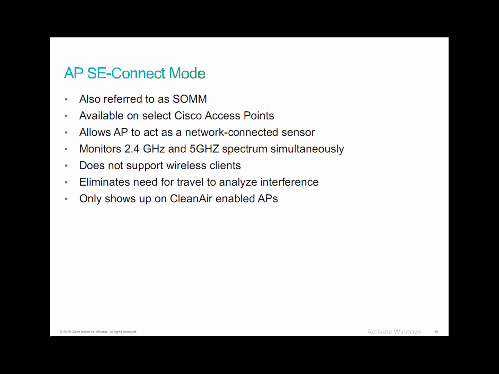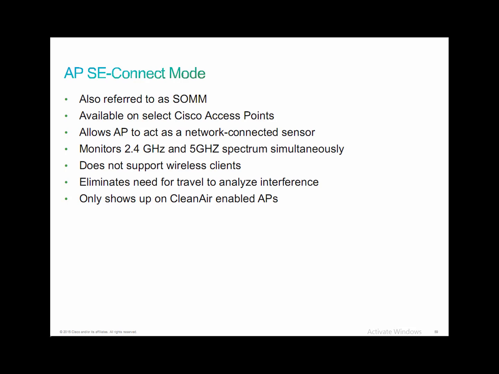An AP that's operating in local mode can pass raw RF spectrum information on the channel it's assigned to for analysis. But unlike SE Connect mode, it supports client access as well. SE Connect mode does not service clients. On the flip side, SE Connect will not have any impact on the overall processing of clients' data, right? So we're not trying to share the resources by doing the analysis.